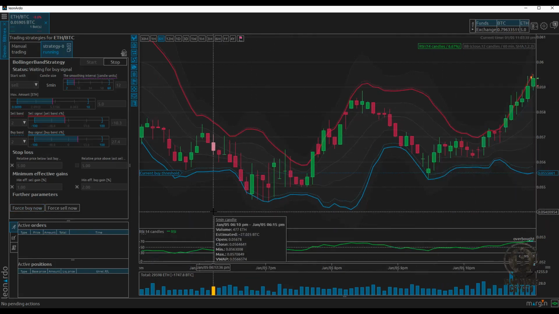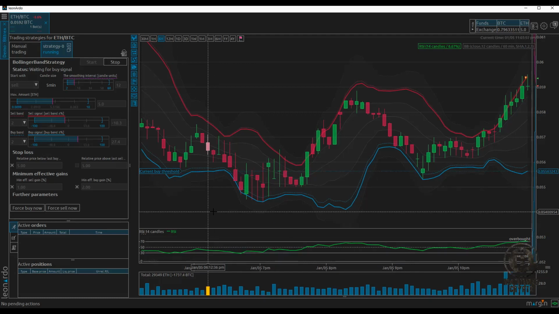So there you have it, folks. That's how the Bollinger Band Bot works. It's working pretty good so far. I'm liking it. And I know the developers are working to include more bots in the future. So the Bollinger Band is just the first bot of many coming, and as you can see, it's working pretty good. It's pretty visual. I really like Leonardo.